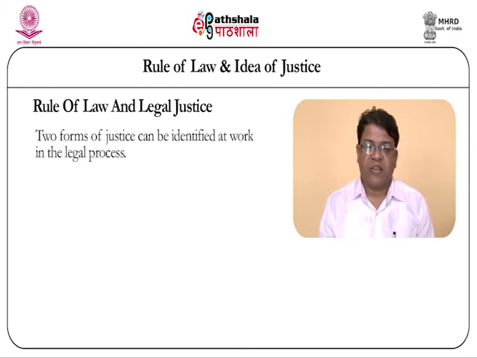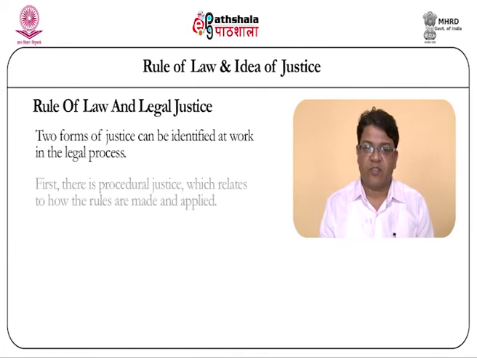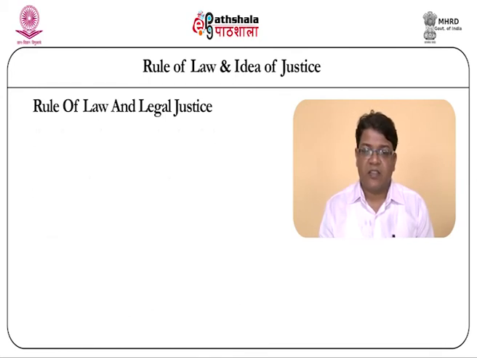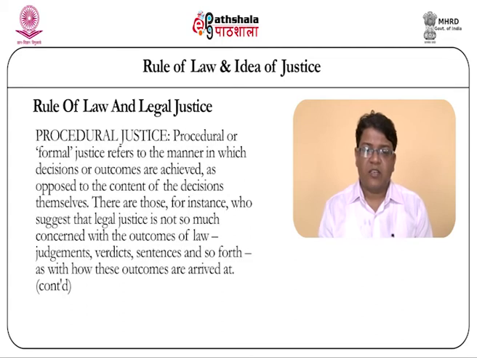Two forms of justice can be identified at work in the legal process. First, there is procedural justice, which relates to how the rules are made and applied. Second, there is substantive justice, which is concerned with the rules themselves and whether they are just or unjust. Let us look at the question of procedural justice in more detail.